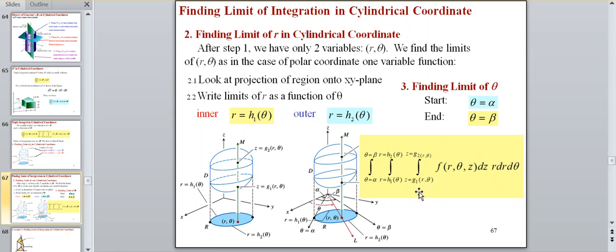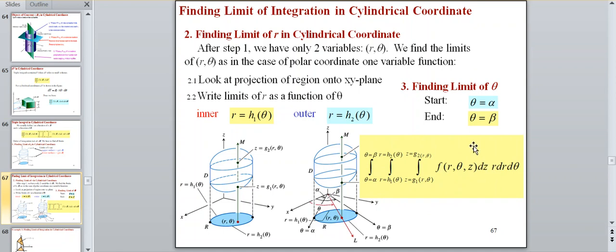Then z is from g1 of r and theta to g2 of r and theta. R is from the inner curve with this equation h1 of theta to the outer curve h2 of theta. And theta is from alpha to beta. So this is how we set up the integral in the cylindrical coordinate system. So the rest is the same.